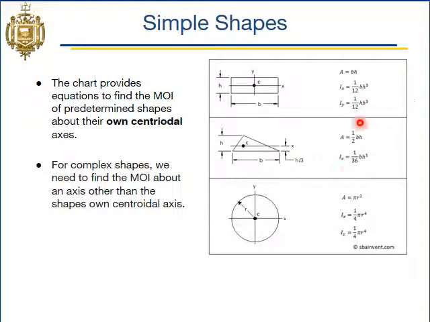Here's a triangle, which gives you Ix bar, and then here's a circle. Ix bar and Iy bar are obviously the same because a circle is symmetrical about its x and y axis. So there's those equations there.